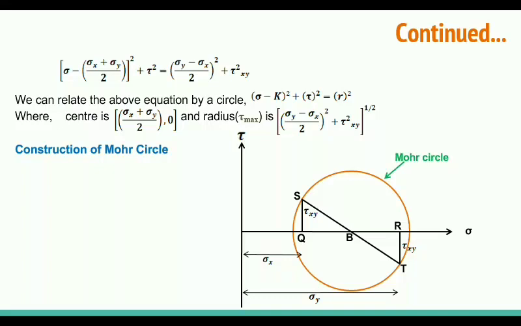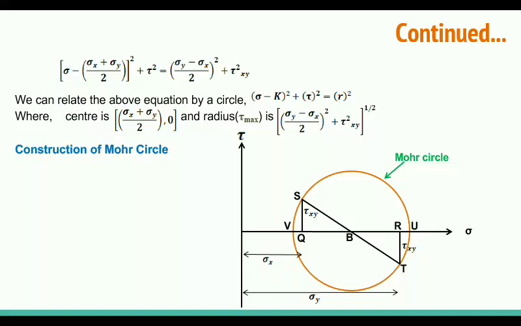Next, what can we do? This Mohr circle will cut the sigma axis at different points, like V and U. So point V will give the minor principal stress. Now I'm talking about the minor principal stress. At point V, shear stress is 0, and at point U, shear stress is also 0. So point V is the minor principal stress and point U is the major principal stress.